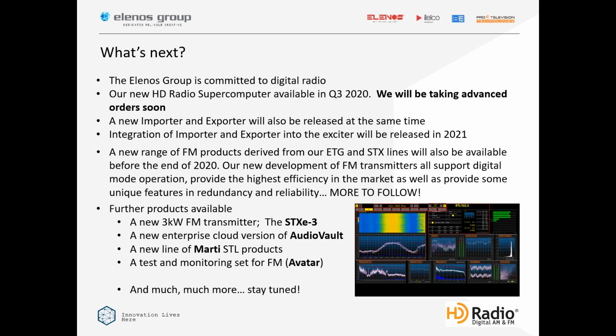A new range of FM products has been derived from our ETG and STX lines. Will also be available before the end of 2020, a new series of FM transmitters that all support digital mode operation and provide the highest efficiency in the market, as well as providing some unique features in redundancy and reliability.